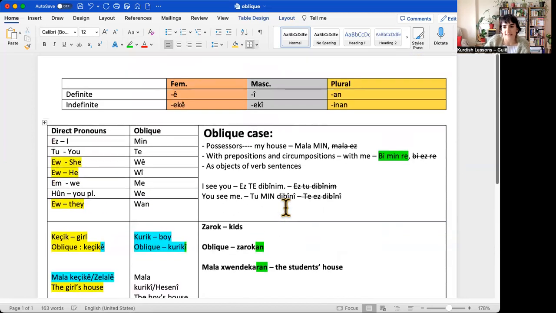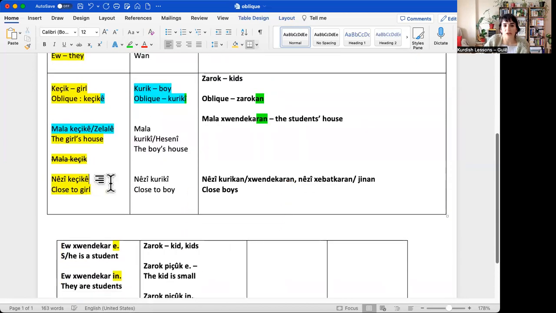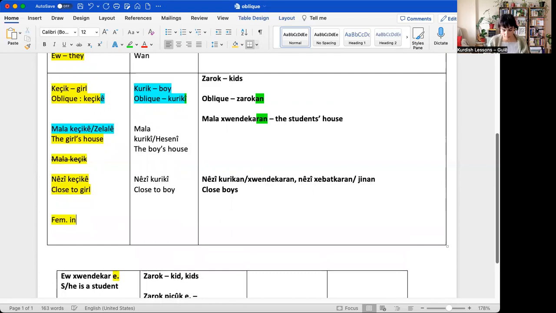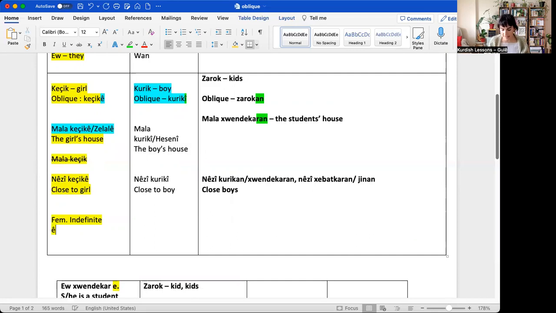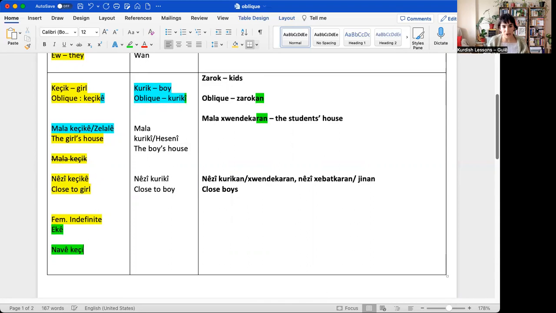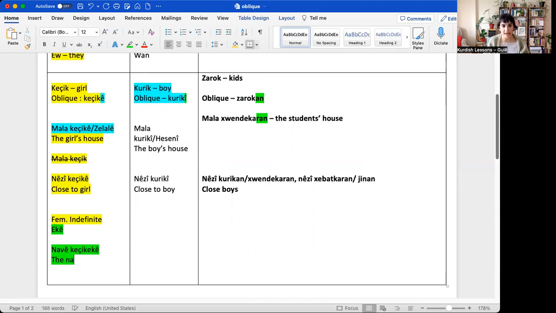But if you have an indefinite noun, like if you want to say close to a girl, or close to a boy, or close to some students, that is indefinite. For the feminine indefinite ending, we need a K. The name of a girl, so it is an indefinite girl. I don't know which girl this is. A girl, K.